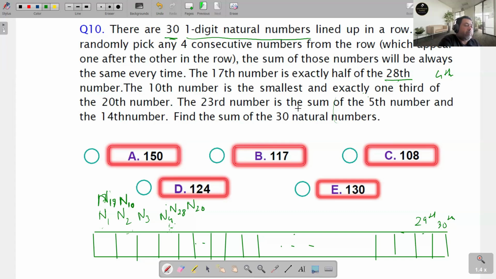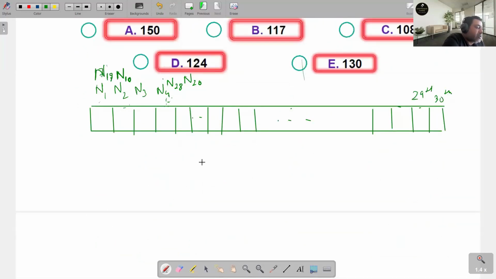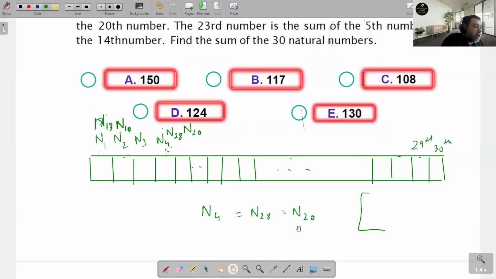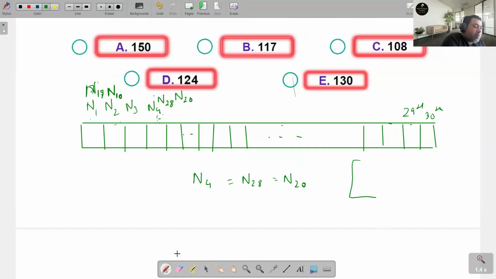Now it says the 23rd number is the sum of the 5th number and the 14th number. A lot of conditions. So let's write down the conditions. We are saying that N4 is equal to N28 is equal to N20, and these are multiples of 2. Why? Because they are double of N1, and multiples of 3 also. These 3 numbers.